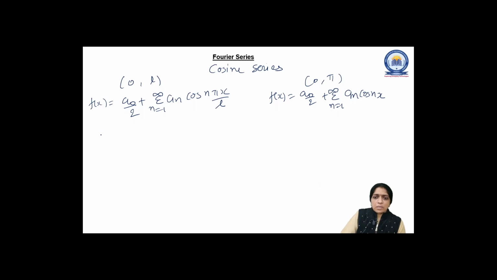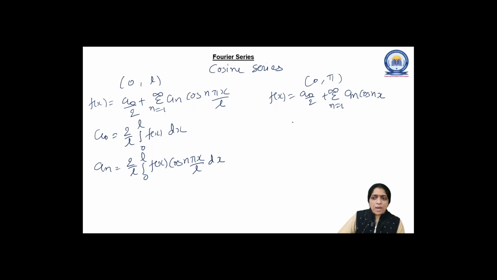For the period 0 to L, a0 is 2 by L, integral 0 to L, f of x dx, and an is 2 by L, integral 0 to L, f of x cos n pi x by L dx. And for the period 0 to pi, a0 is 2 by pi, integral 0 to pi, f of x dx, and an is 2 by pi, integral 0 to pi, f of x cos nx dx.